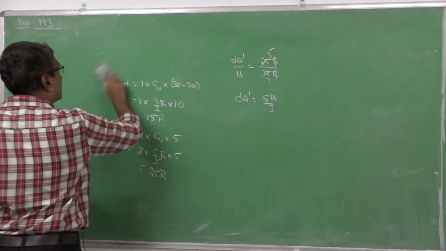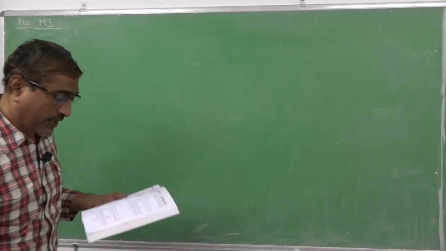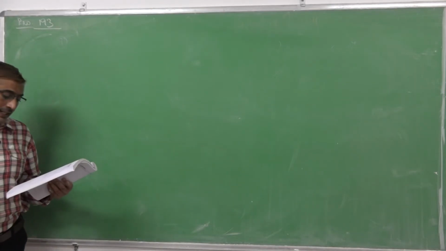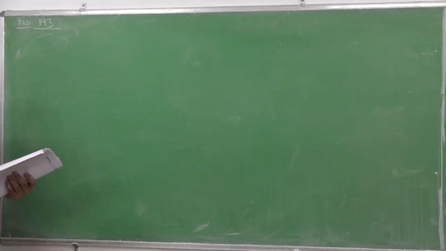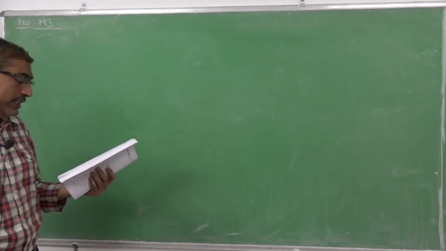Now 10th one. Half mole of helium gas contained in a container at STP. The heat energy needed to double the pressure of the gas, keeping the volume constant. The specific heat of gas is 3 joule per Kelvin.